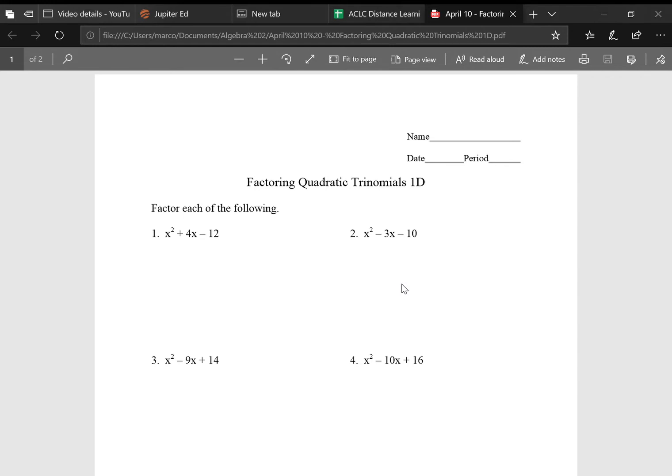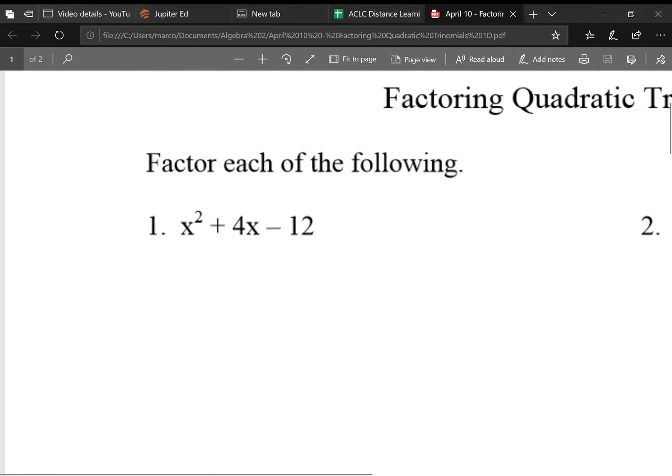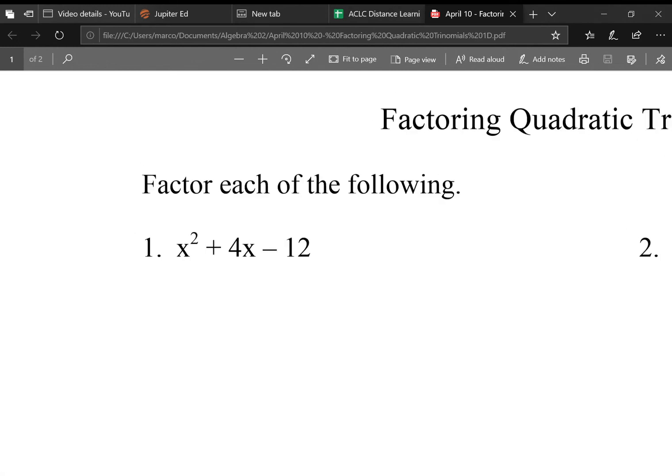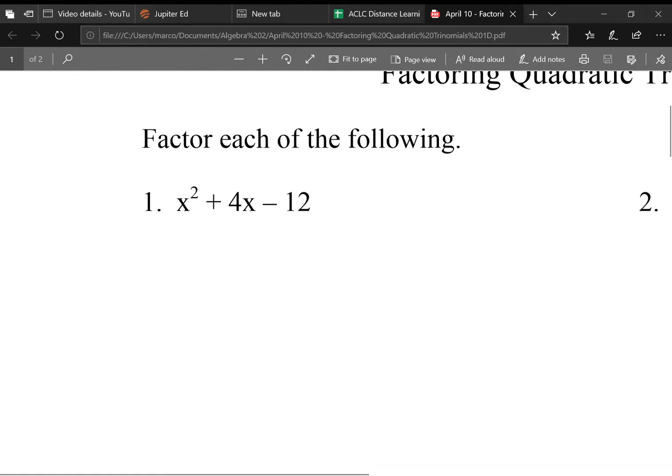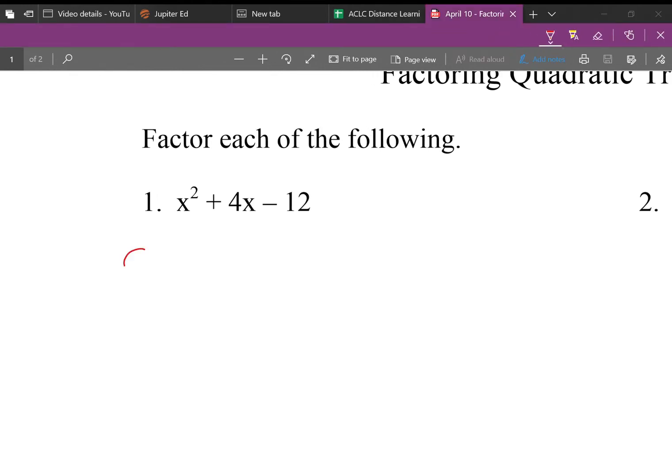So let's go ahead and do problem 1. Just like last time, 1 through 4 are quadratic expressions where a is 1. We're still going to be able to use just the diamond here. So let's get started. In this problem, a is 1, b is 4, and C is negative 12.